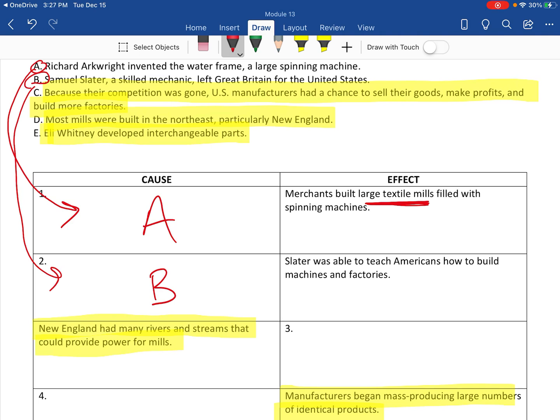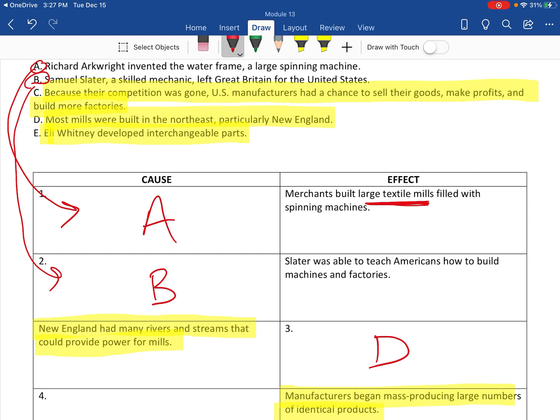Number 3, we have a cause here. New England had many rivers and streams that could provide power for mills, and the effect of that is letter D. Most mills were built in the Northeast, particularly in New England. I don't know if you've ever thought about this, but geographically, it seems that the rivers and streams in the north flow much more rapidly than the rivers and streams in the south. The southern rivers and streams seem to be more lazy and slower, but you need fast-moving water to catch the water wheel that spins.